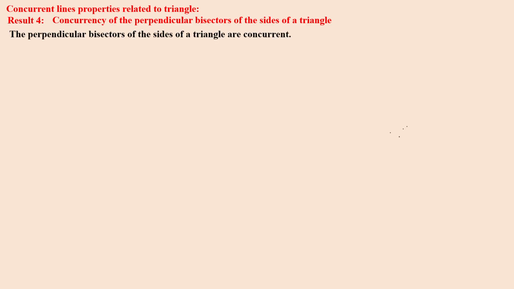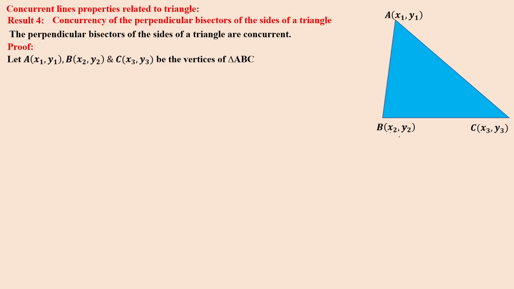Next, concurrency result 4: concurrency of the perpendicular bisectors of the sides of the triangle. The perpendicular bisectors of the sides of the triangle are concurrent, right? So take A(x1, y1), B(x2, y2) and C(x3, y3) as the given triangle. The altitude is different from the perpendicular bisector of the side, right?